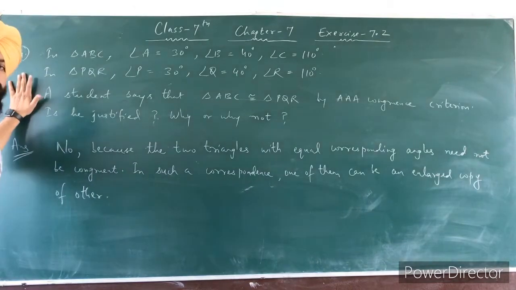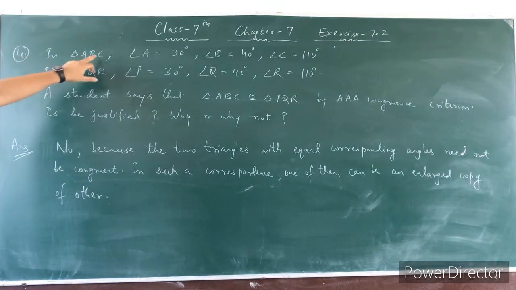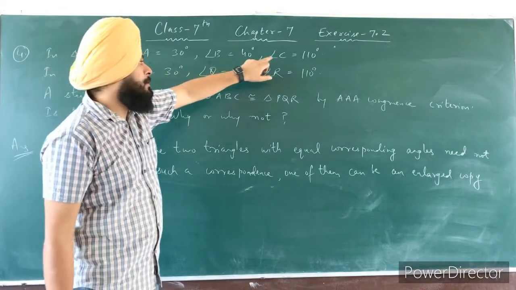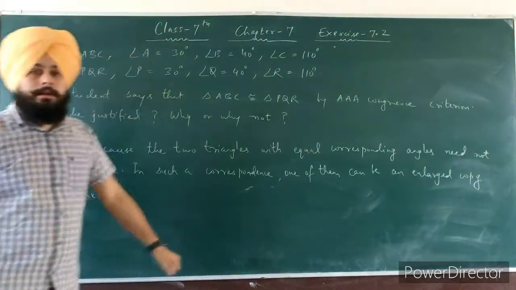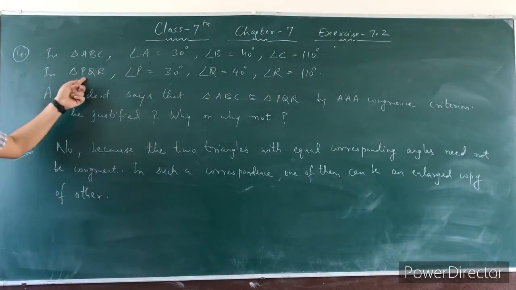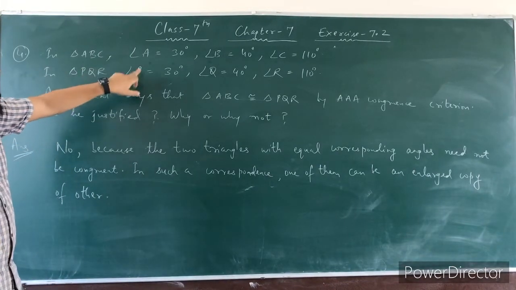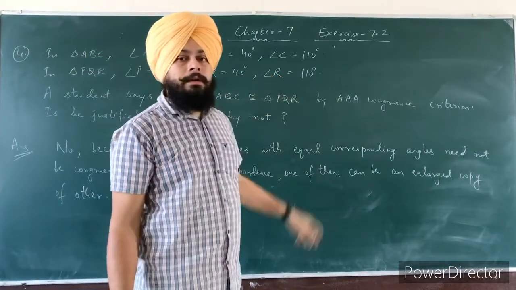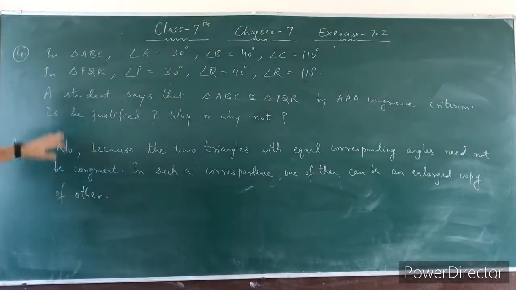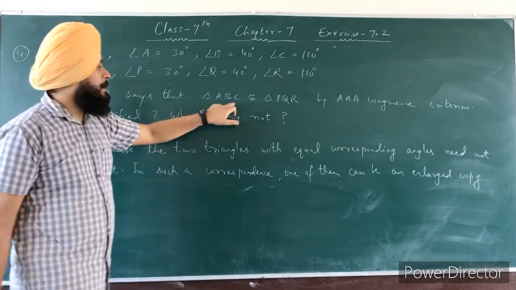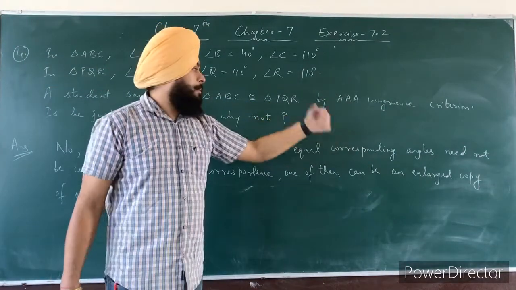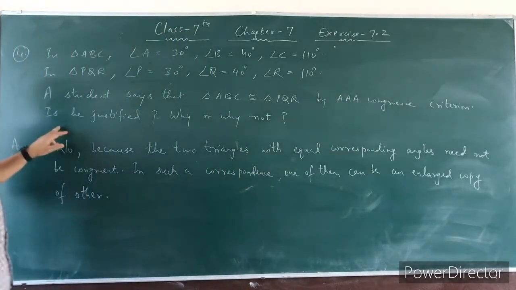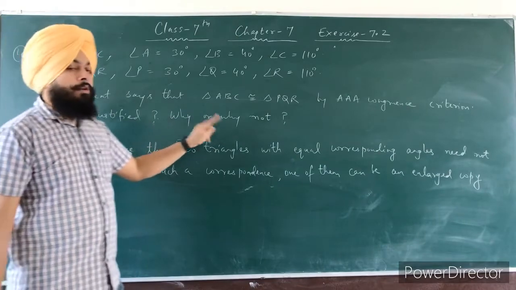Next, this is your question number 4. The question is: in triangle ABC, measure of angle A is 30 degree and angle B is equal to 40 degree and measure of angle C is 110 degree. On the other side, another triangle named PQR in which measure of angle P is 30, measure of angle Q is 40 and measure of angle R is 110 degree. So a student says that triangle ABC is congruent to triangle PQR by AAA congruence criterion. Is he justified? Why or why not?